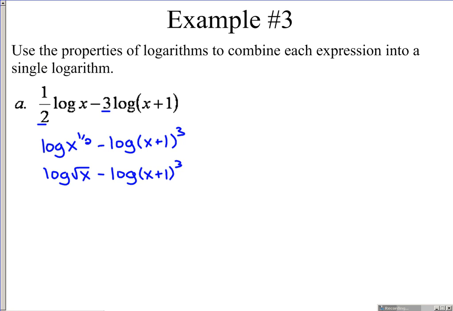And now finally we have a subtraction of logarithms. We know that subtraction of individual logarithms came from a single logarithm in which the arguments were divided. So we end up with log of root x over x plus 1 cubed. There's our single logarithmic expression.